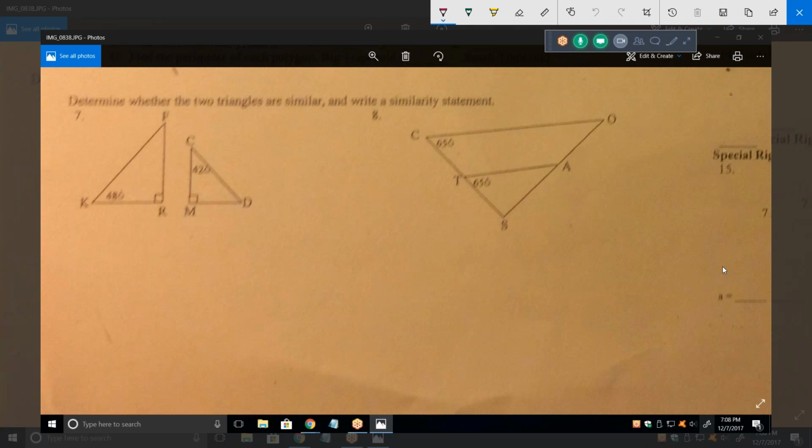Determine whether the two triangles are similar and write a similarity statement. Are the first two on the left, on number 7, similar? Very good. We do have to label this. What's angle F? And what's angle D? So why are they similar?